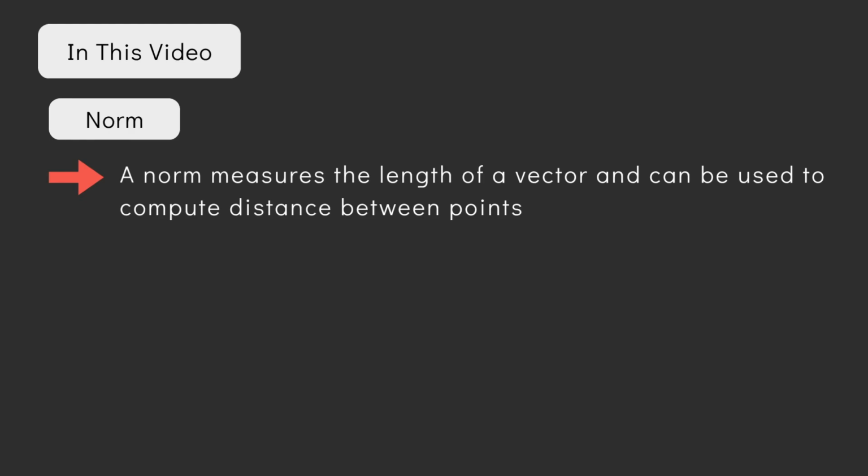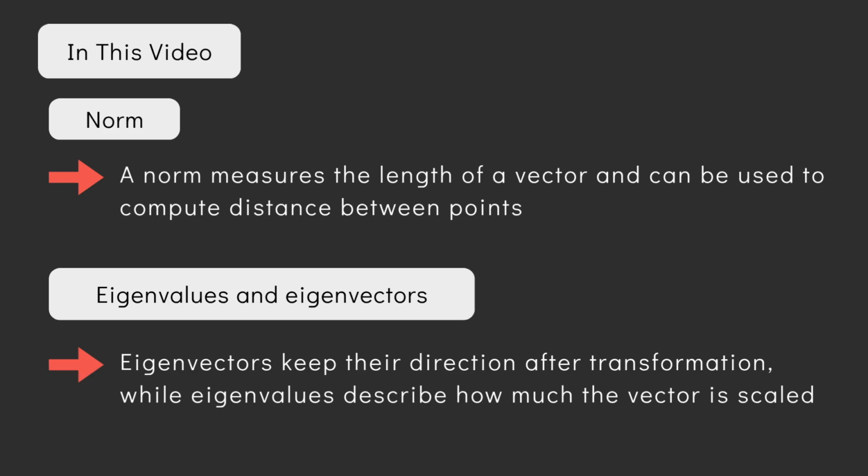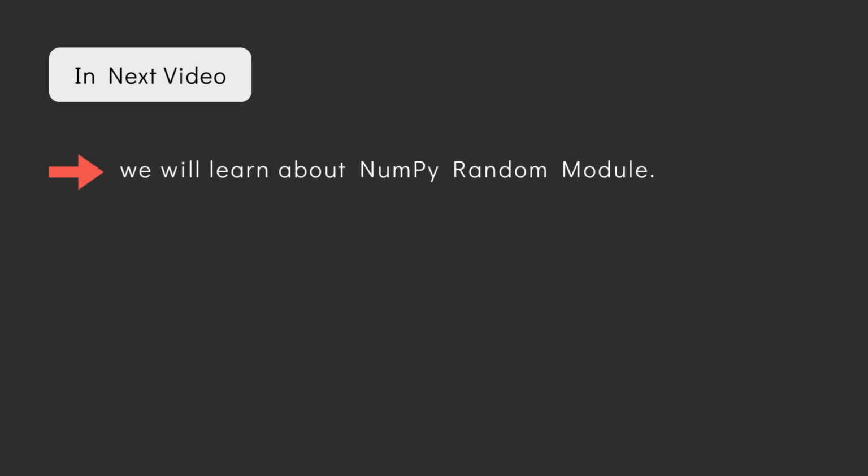So in this video, we covered two important concepts. Norm. A norm measures the length of a vector and can be used to compute distance between points. Norms appear frequently in machine learning algorithms and optimization methods. Next is eigenvalues and eigenvectors. These describe how matrices transform vectors. Eigenvectors keep their direction after transformation, while eigenvalues describe how much the vector is scaled. These ideas form the mathematical foundation for several machine learning techniques, including dimensionality reduction and spectral methods. In the next video, we will learn about the NumPy random module.